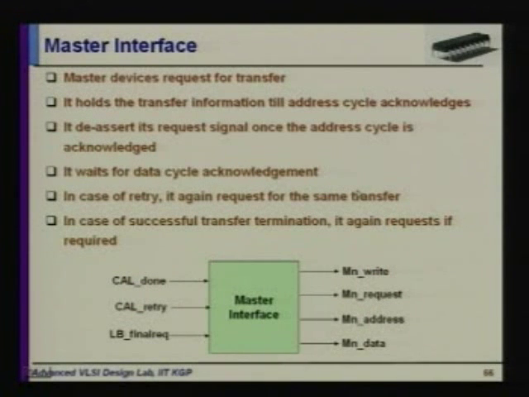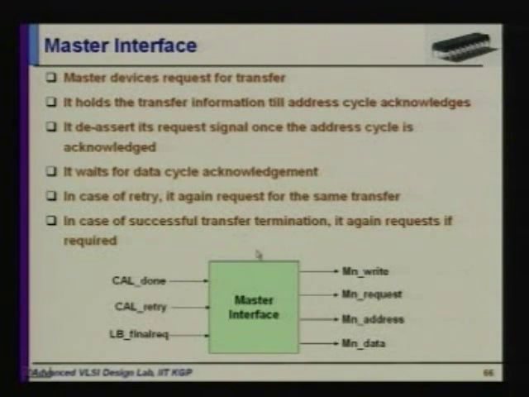Here is a running example for the whole of SystemVerilog assertions. As I mentioned earlier, it involves a little bit of a master interface. The master device requests a transfer. It holds the transfer information. There is a specification, so we will use it in the lab. We will implement some of these properties in the lab and verify them, right? So I am giving some hints here. It holds the transfer information until the address cycle acknowledges it, and it deasserts its request signal once the address cycle acknowledges.